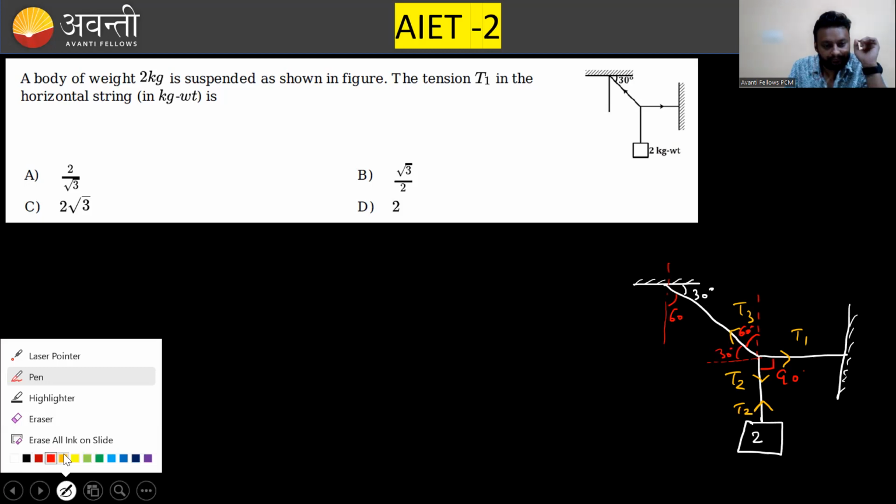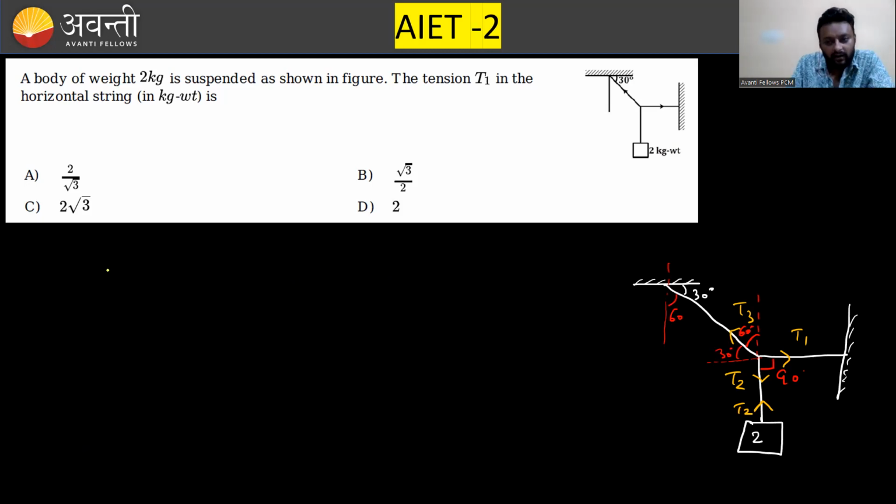What it states, from Lami's theorem. Very famous relation, and most of the time 1 or 2 questions are asked in the examination. Every time in the NEET exam, you will find a question from this. So what you can write, I hope everybody knows Lami's theorem.